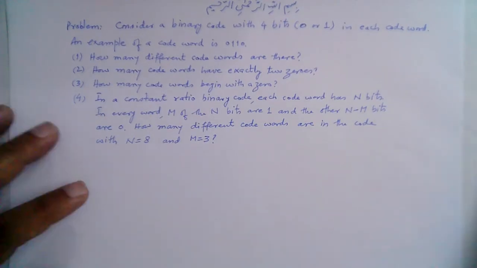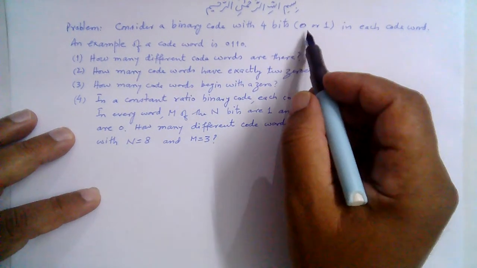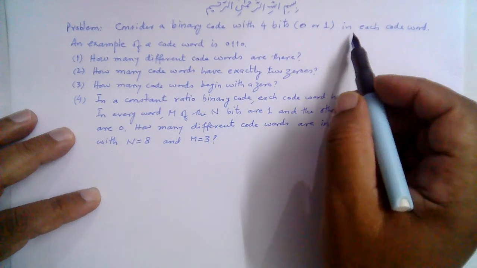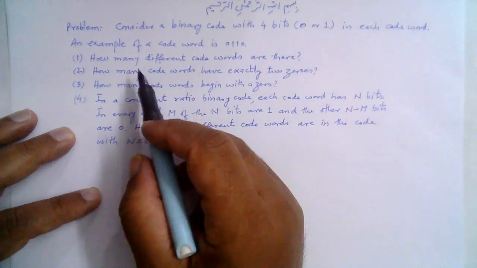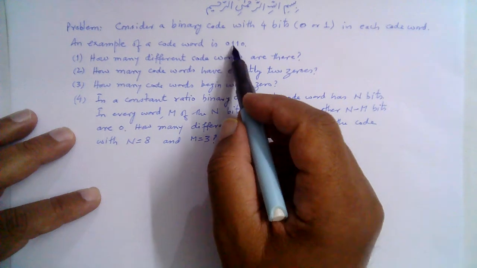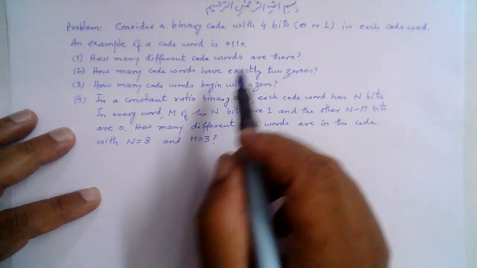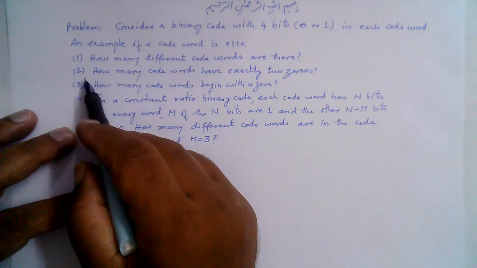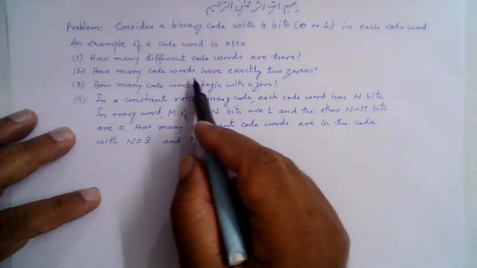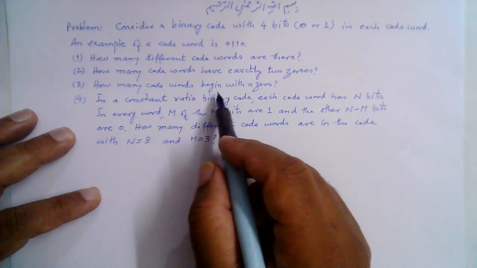Bismillahirrahmanirrahim. So consider a binary code with 4 bits, 0 or 1 in each code word. An example of a code word is 0110. So how many different code words are there? And number 2, how many code words have exactly 2 zeros? How many code words begin with a 0?